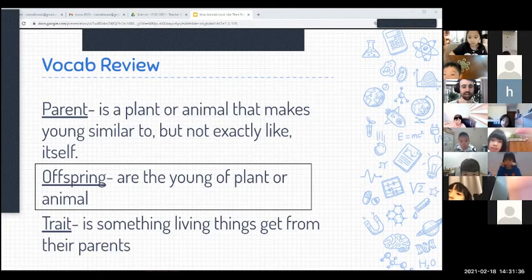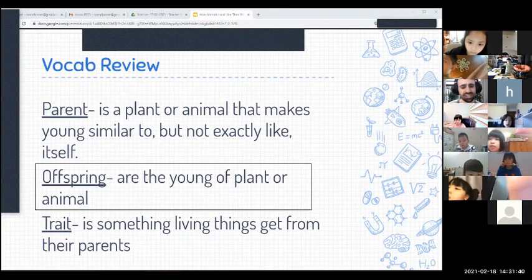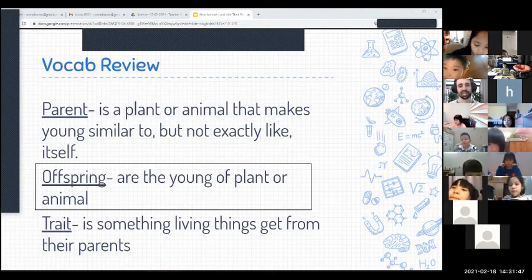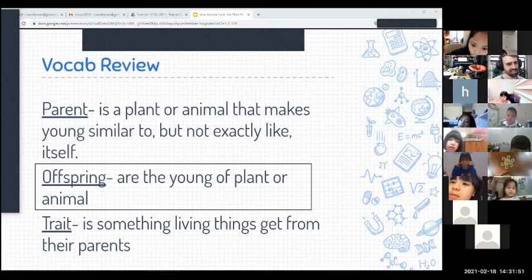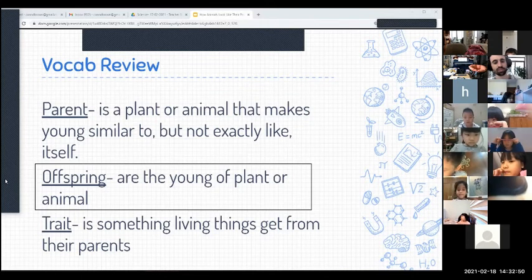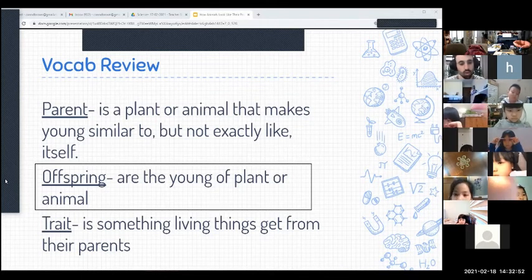Good job. And now we have a new word. This is a word that we introduced last class in real life. So trait. Trait is something living things get from their parents. What is something you guys get from your parents? Does anyone have an example before we go to the next slide? Think of something you have that your parent also has. So something that you have that is the same from your parents is maybe your hair color or your eye color.